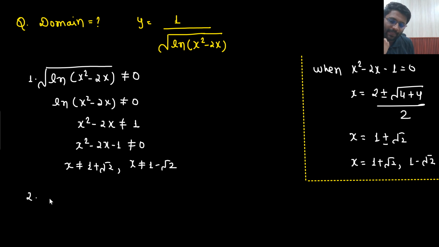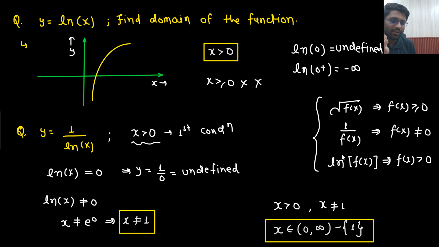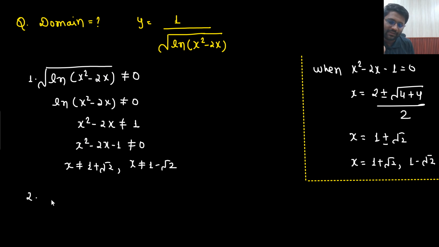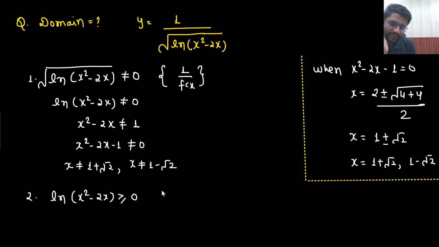What is the second condition? That if the function is defined, then whatever is written inside the under root should be greater than or equal to 0. That means ln of x square minus 2x should be greater than or equal to 0. Is that understandable to you? Whatever is written inside should be greater than or equal to 0. This is the second condition for under root. This was the condition for 1 by fx. Now this is the condition I am putting for under root fx.